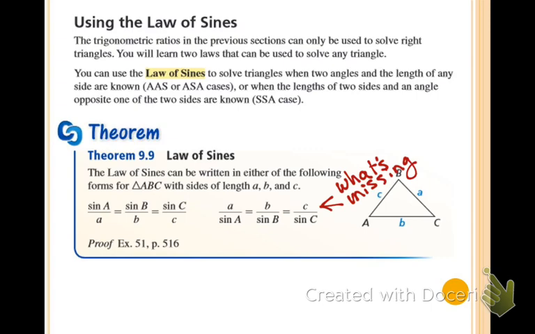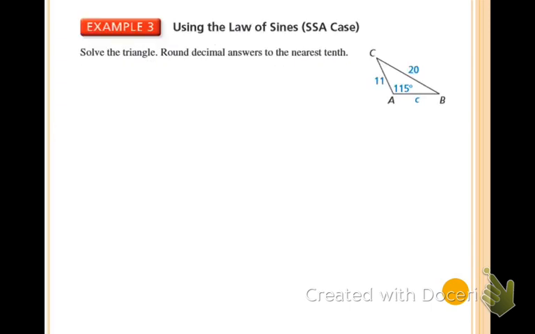So that's it. We're going to do our example. Here we go. So solve the triangle. We have a triangle here. What does solve the triangle mean to us? To find everything, right? Find the missing angles.